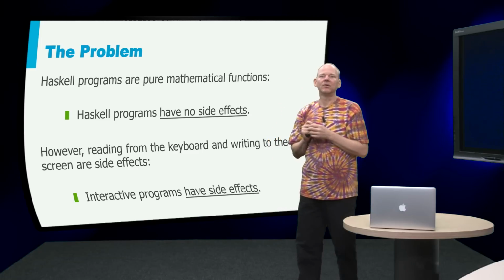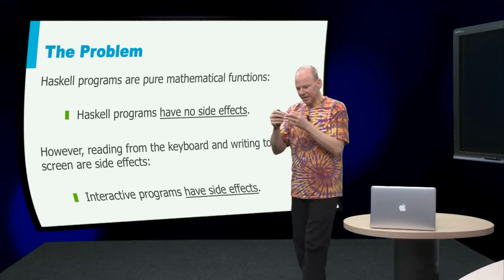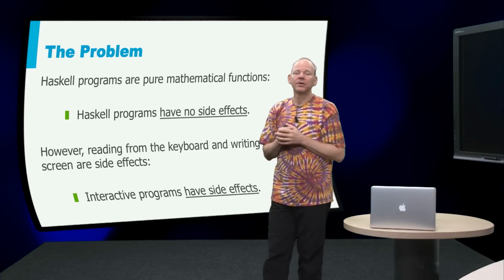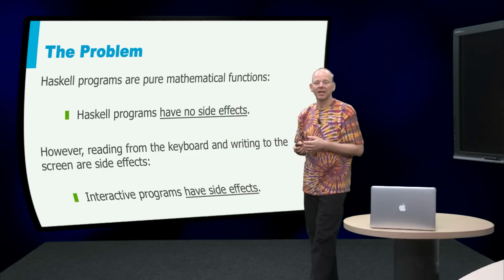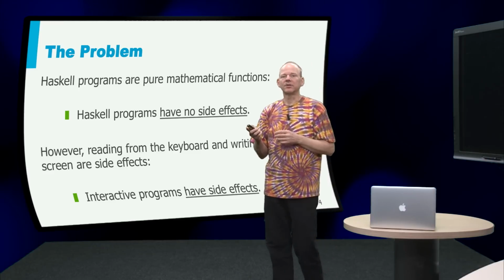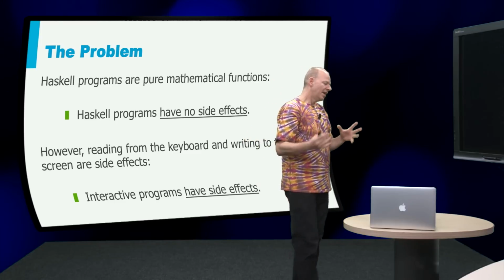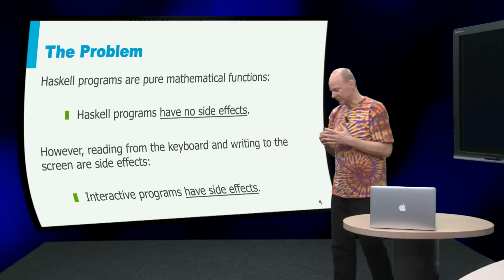And that's what the I/O monad solves. The I/O monad expresses in the type of a function that this function has a side effect. Okay, so interactive programs, programs that interact with the outside world, have side effects, and we need a way to incorporate side effects in Haskell programs.